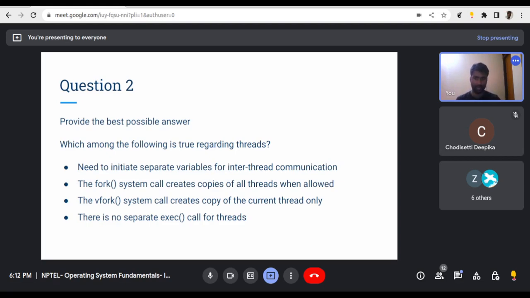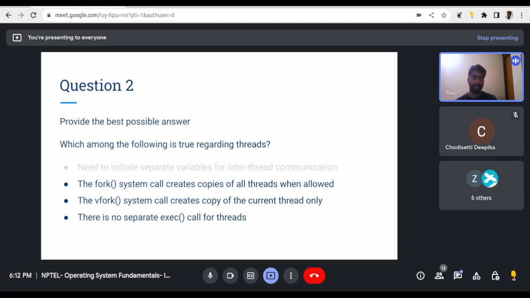Okay, anyway, let's go to the answer then. Just the first statement is incorrect, that is, there is no need to initiate separate variables for inter-thread communication. As you may know, when we create separate threads, the code section and data section are all shared, right? So there's already a shared data section in between the threads. We can always utilize that for inter-thread communication, so no need to initiate separate variables.